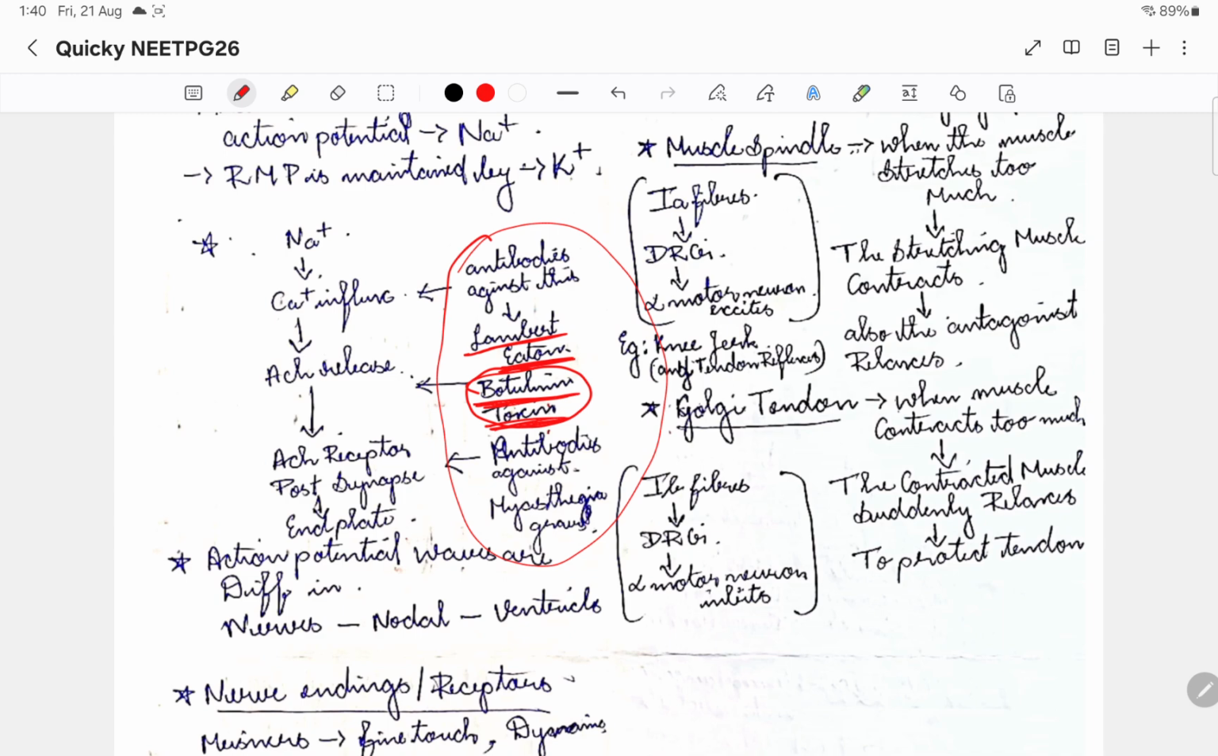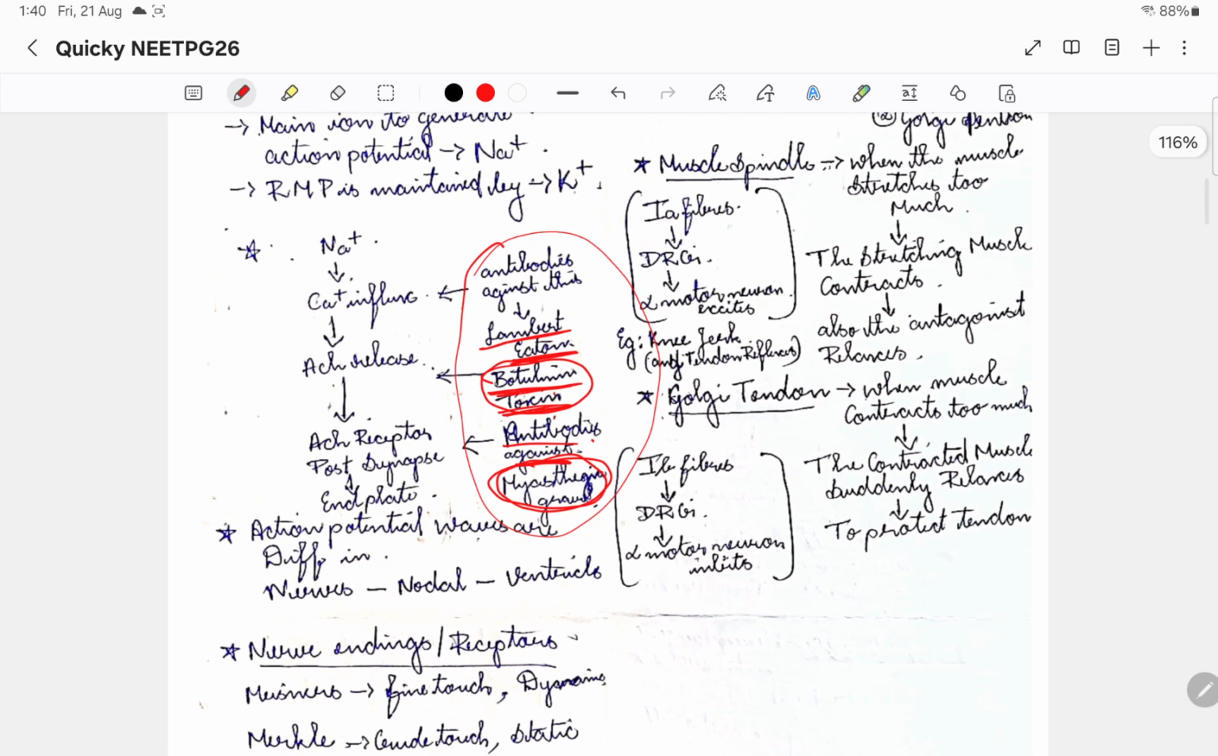If there are antibodies against the postsynaptic receptors of acetylcholine, then it is going to be myasthenia gravis. You got the difference between Lambert-Eaton and myasthenia gravis, right? I hope you have understood finally. That is the major difference.